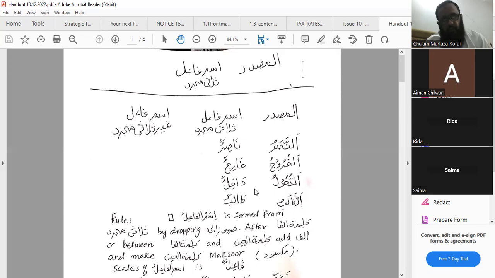You have to find examples from the glorious Quran, from the Hadith, or from Islamic literature, or you can form your own examples as well. Examples of what? Examples of Ismul Fa'il غير ثلاثي مجرد and Ismul Maf'ul غير ثلاثي مجرد. It's up to you. You are forming or coming with 10 examples, 20 examples, 50 examples, 100 examples, whatever. It's up to you. You understand your homework? Yes, sir.